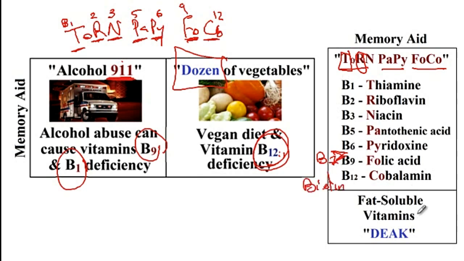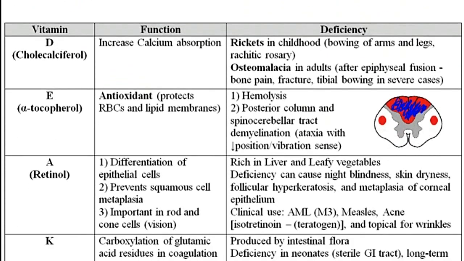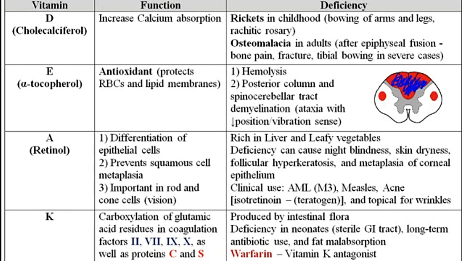And then for fat-soluble vitamins, DEAK is the memory aid. So vitamin D, vitamin E, vitamin A, and vitamin K are fat-soluble vitamins. And so now the final topic that I would like to discuss with you is the fat-soluble vitamins, which include DEAK: vitamin D, E, A, and K.